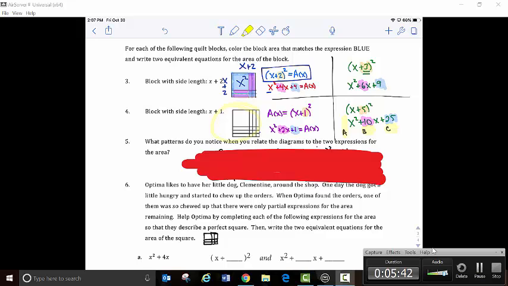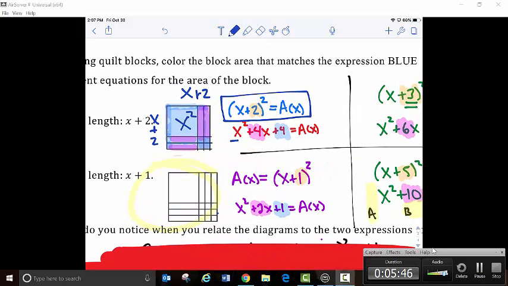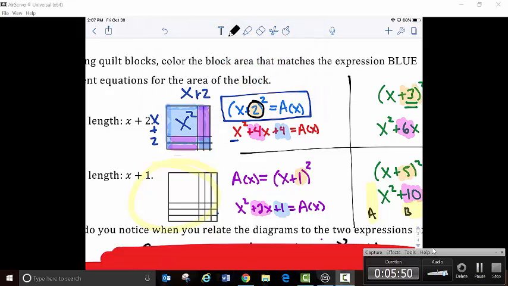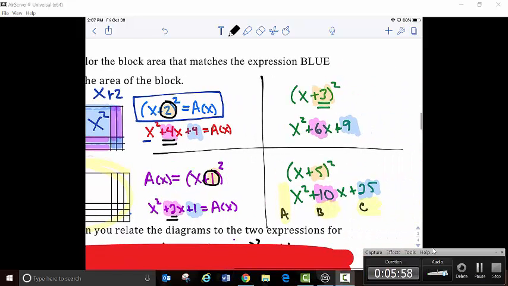Okay, now that you've paused the video, what did you notice? I hope that you noticed that if you take 2 times the orange, 2 times 2, you'd get 4. So 2 times the orange is the pink. 2 times the orange gives you the pink, right?